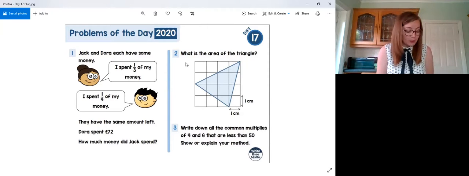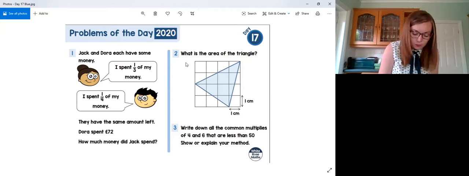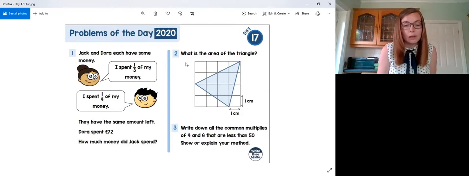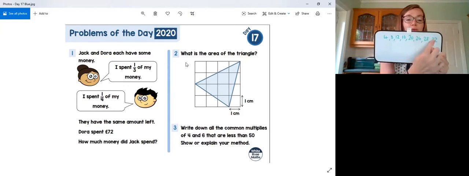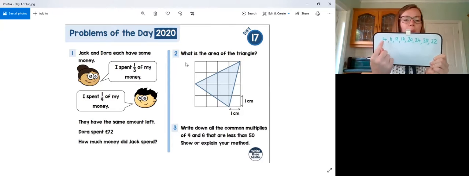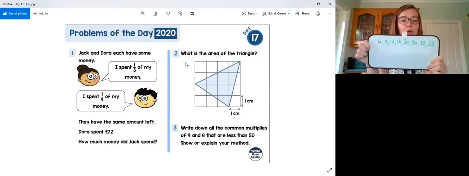So one way you could go about this, because I know that these are some of the times tables we find a little bit trickier, is you could write down your 4 times tables. So I could start counting and say, well, 1 times 4 is 4, 2 times 4 is 8, 3 times 4 is 12, 4 times 4 is 16, 20, 24, 28, 32. I'm going to stop there because I've run out of room. But here we go, I've got my multiples of 4 up to 32. But as I say, keep going to 50 on your paper.